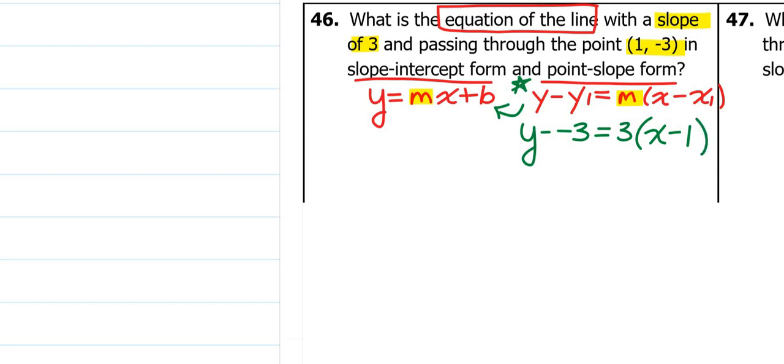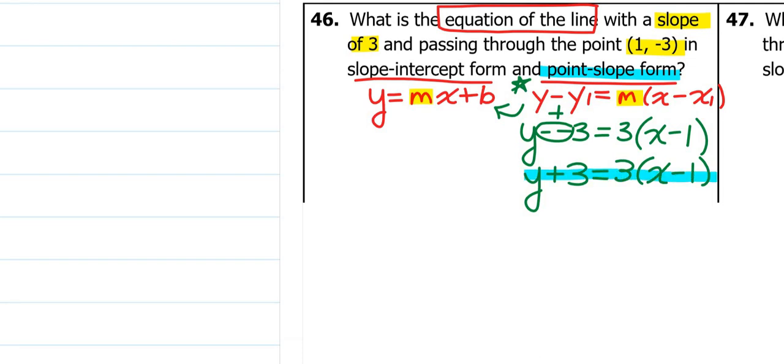To simplify point-slope form a little bit, we have to make sure we take care of any double negatives. So this is y + 3 = 3(x - 1). And we're done for the first part. We have it now in point-slope form. That's this right here.